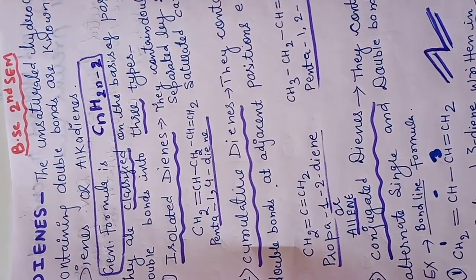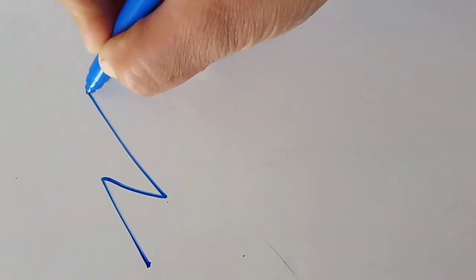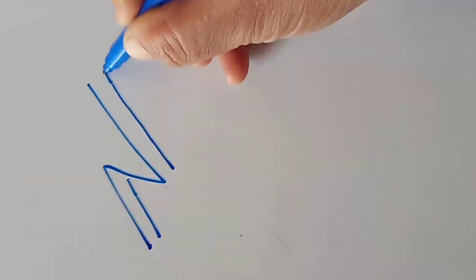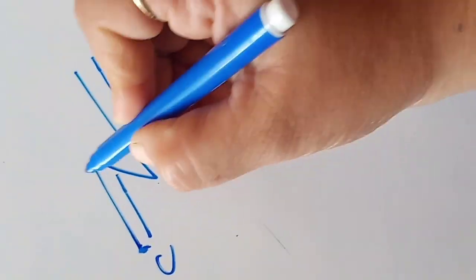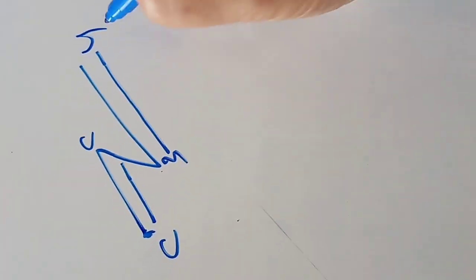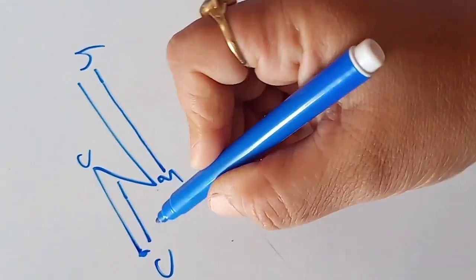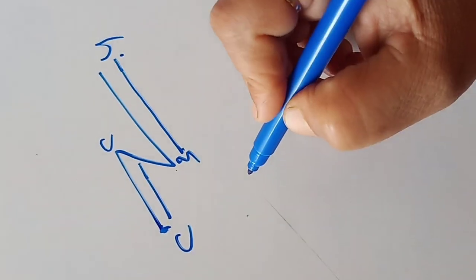Nowadays we see many bond line structures, so we can represent 1,3-butadiene like this, with the double bonds at 1 and 2. It means this is the first carbon and this is the second carbon, this is the third and the fourth. So you can see it is after the first carbon, so 1, and it is after the third, so it is 1,3-butadiene in bond line notation.